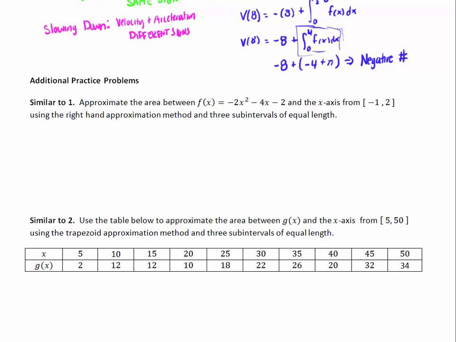So this first problem is going to be similar to question number 1. It says approximate the area between f and the x-axis from -1 to 2 using a right-hand method, 3 subintervals of equal length. So let's draw a little number line here. We've got -1, 0, 1, and 2. And we are making right-hand rectangles, and they are 3 subintervals of equal length. So there's 1 subinterval, 2 subintervals, and 3 subintervals.